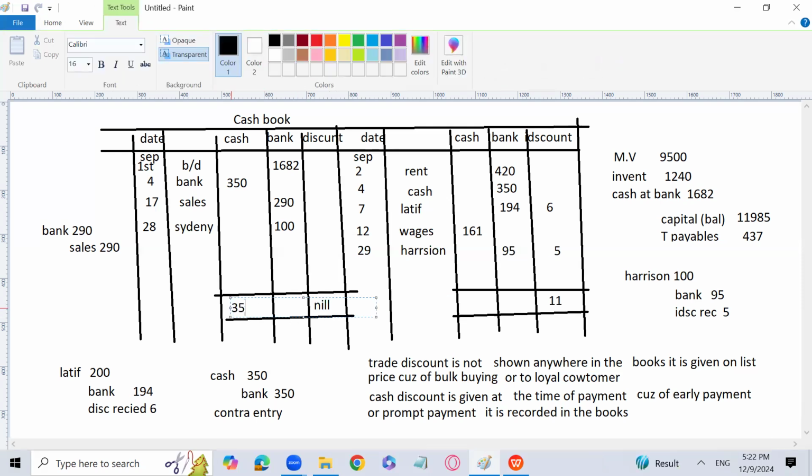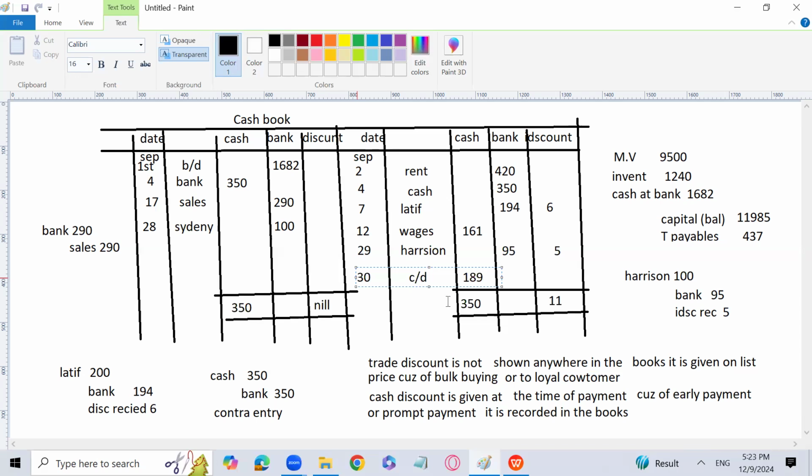So the total of the cash column is 350. Here it will again be 350. Because 30th September is the last day of the month, the balance is carried down. 350 minus 161, how much is it? The total of the debit side is 350 minus 161.